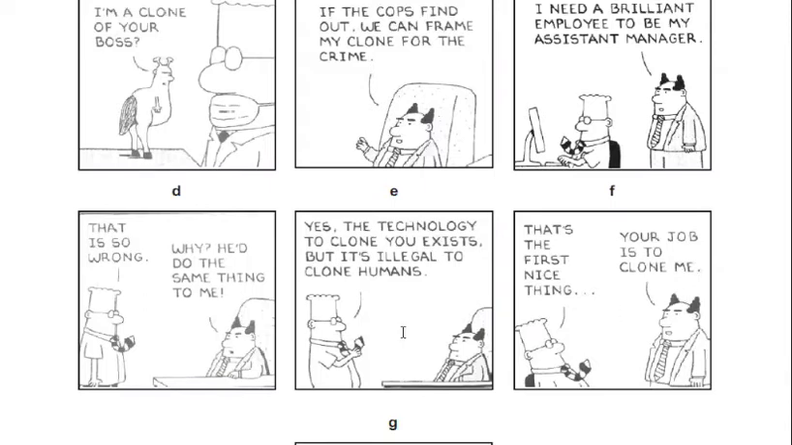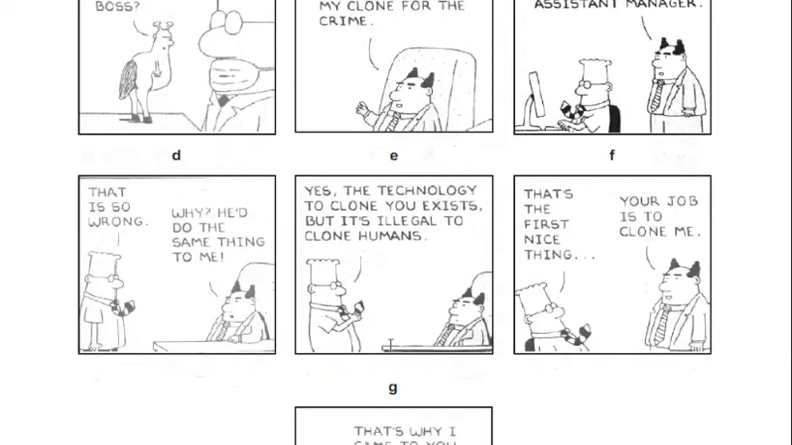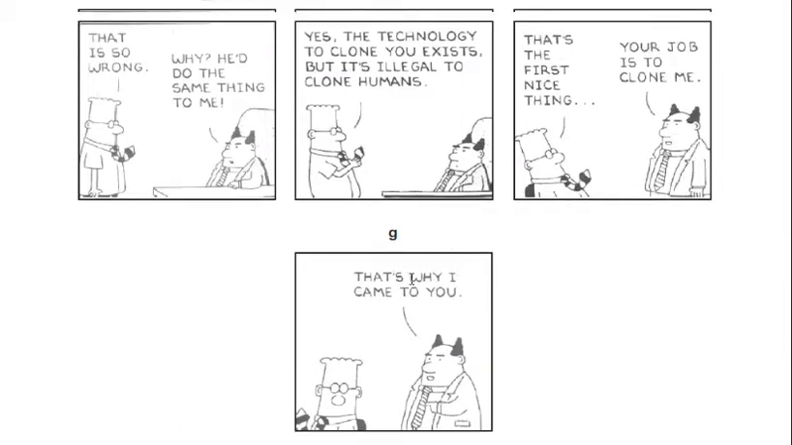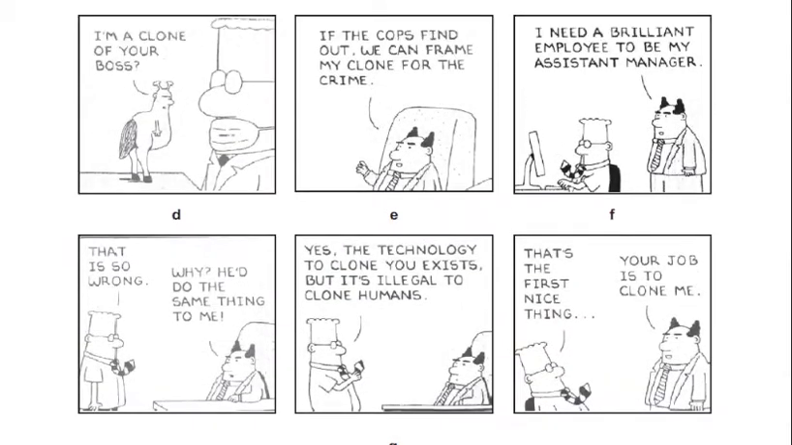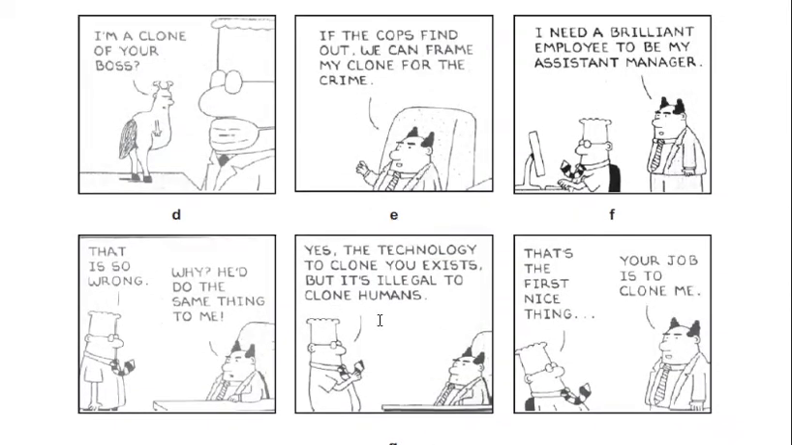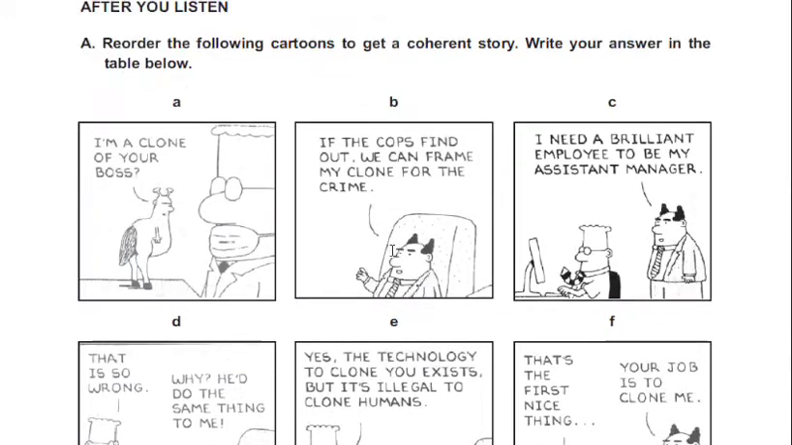Then E goes, yes, the technology exists. And he says, no, G before, that's why I came to you. So I got C, and then F, and then G, that's why I came to you. And then E, yes, the technology exists to clone you, but it's illegal to clone humans. It is against the laws to clone humans, he says. Then B, if the cops find out, we can frame my clone for the crime, says the boss.